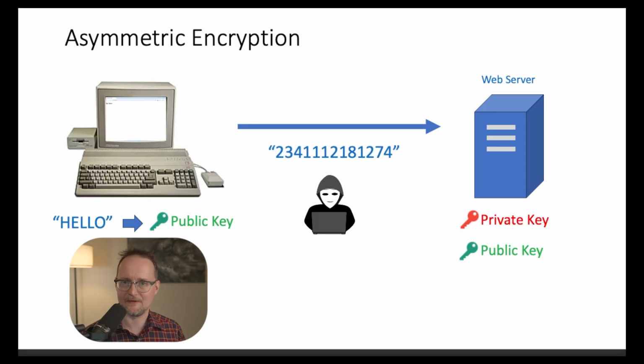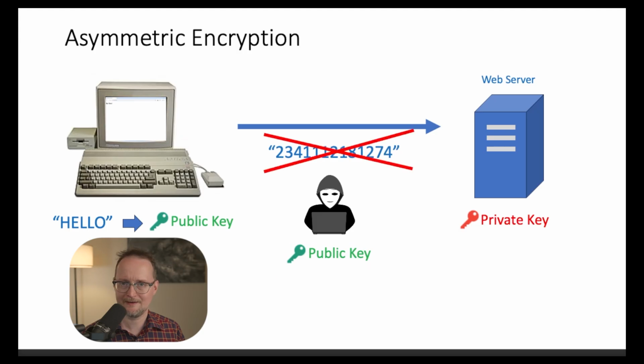Let's say a hacker is intercepting our messages. They would also have access to the public key, but since that key can only encrypt traffic, they wouldn't be able to view the message. So you might be wondering, how does this even work?